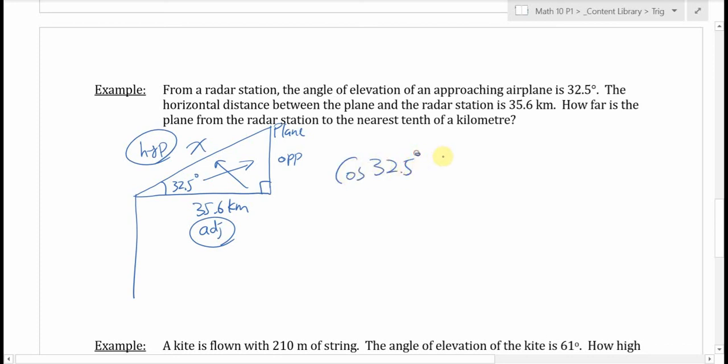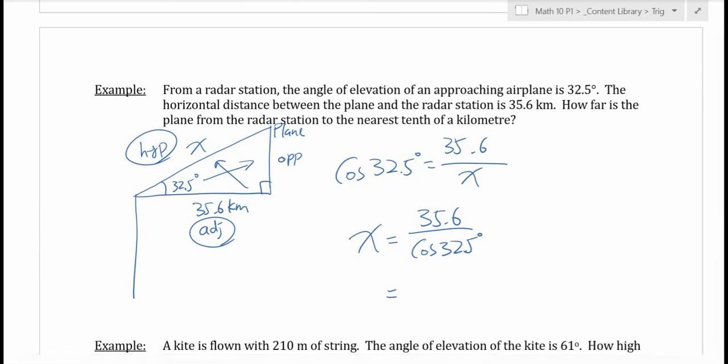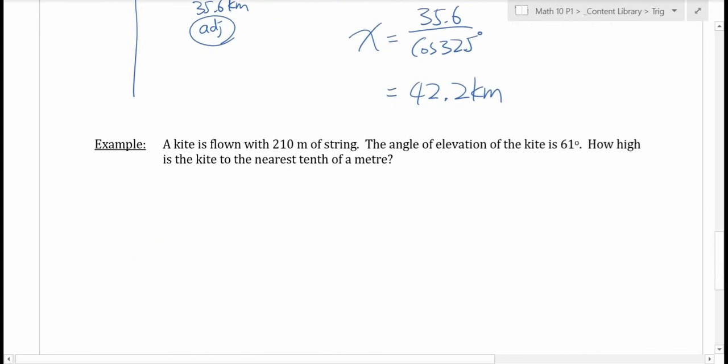So cosine 32.5 degrees is equal to adjacent over hypotenuse, which again I call x. Now, hopefully by now, you can see we can solve for x by dividing 35.6 by cosine of 32.5 degrees. Whenever the variable is in the denominator, you just need to divide like that. Now you just need to put this into a calculator. Cosine 32.5. You should get 42.2 kilometers to the nearest tenth. I'll show you one more example, and I'll let you try the last one on your own.